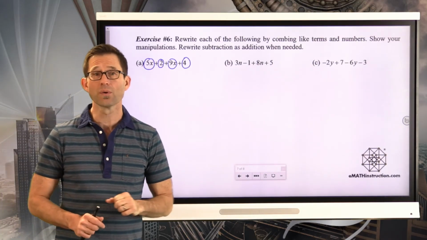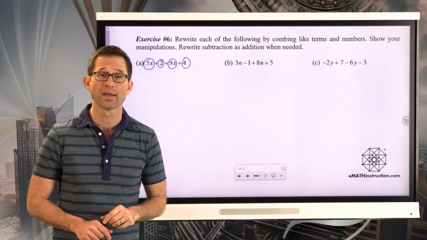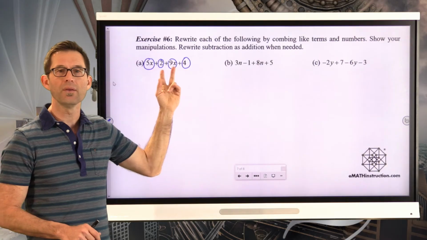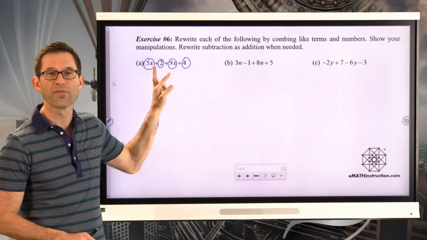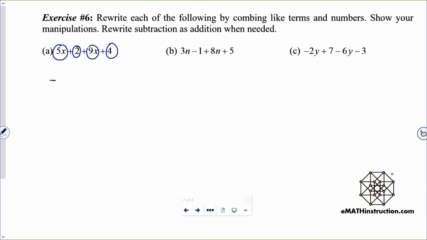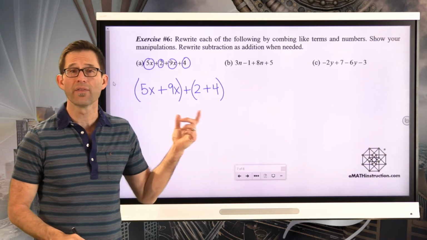If you will, those are also like terms because they don't have any variables attached to them at all. Now, in order to think about this, I might use the commutative property of addition to flip-flop the 9x and the 2, right? So maybe my first step might be to rewrite this as 5x plus 9x plus 2 plus 4. And the associative property now says I can group my addition like this.